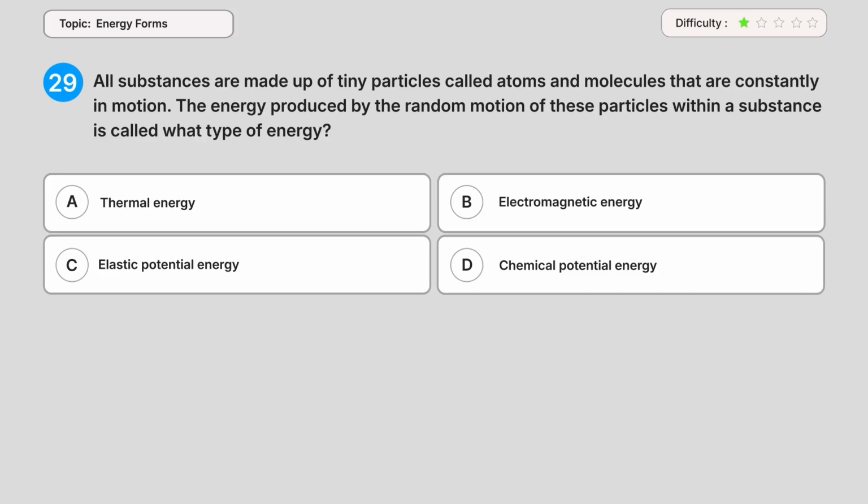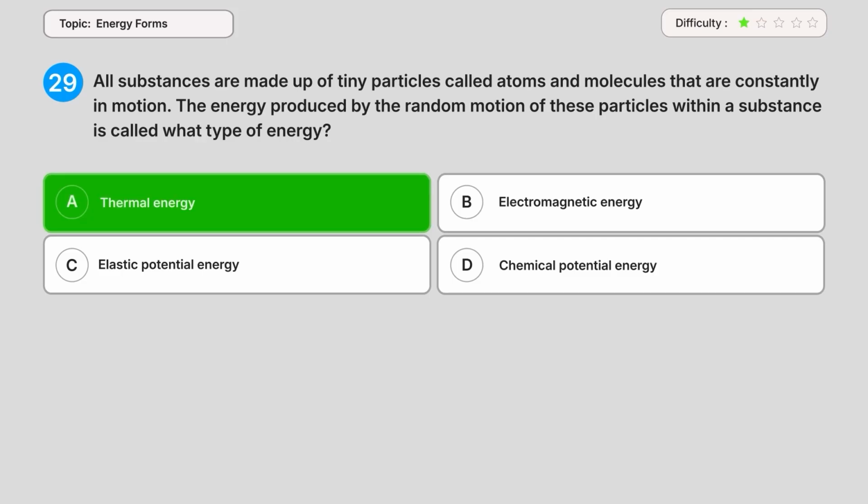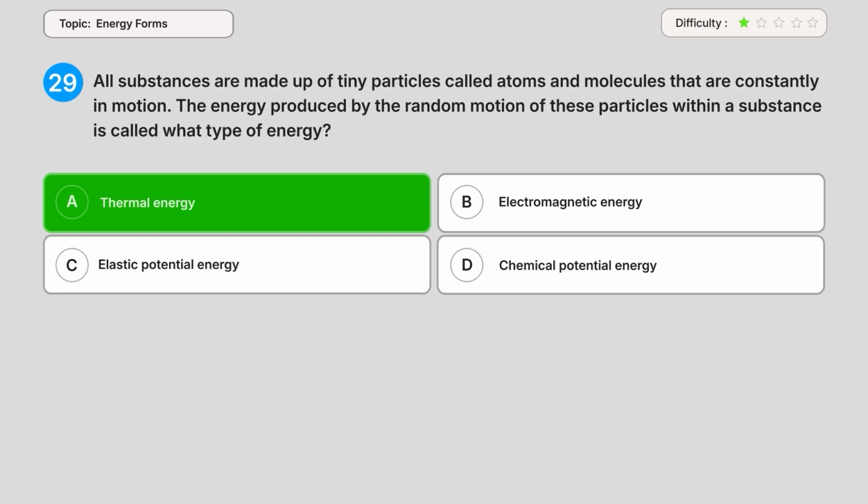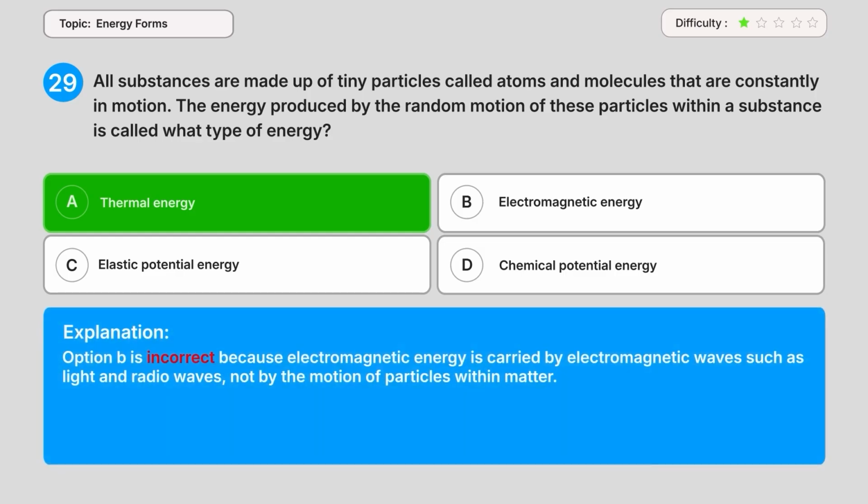Correct answer, A. Thermal energy. Explanation. Option A is correct because thermal energy results from the kinetic energy of moving atoms and molecules within a substance, which determines its temperature. Option B is incorrect because electromagnetic energy is carried by electromagnetic waves, such as light and radio waves, not by the motion of particles within matter.